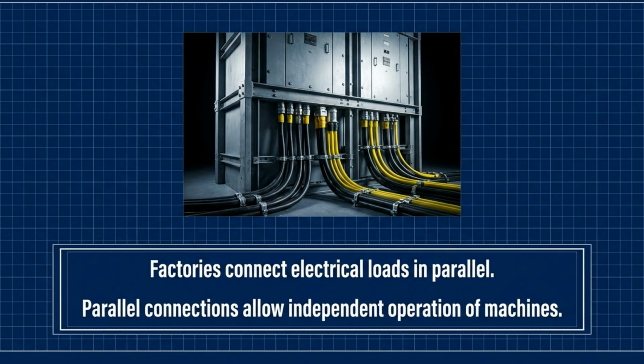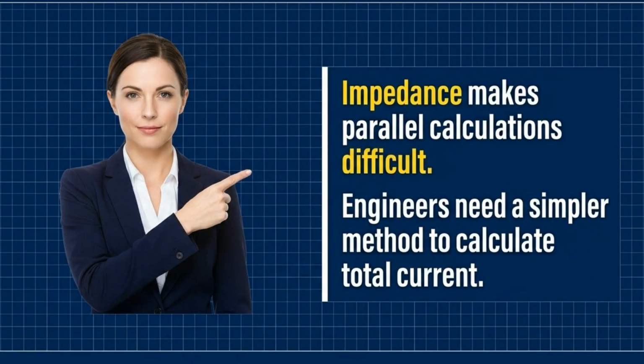In industrial settings, factories connect electrical loads in parallel. This design choice is critical, as parallel connections ensure that each machine can operate independently from the others. However, using impedance for parallel calculations can be quite complex. Engineers need a simpler, more efficient method to accurately calculate the total current in these circuits.